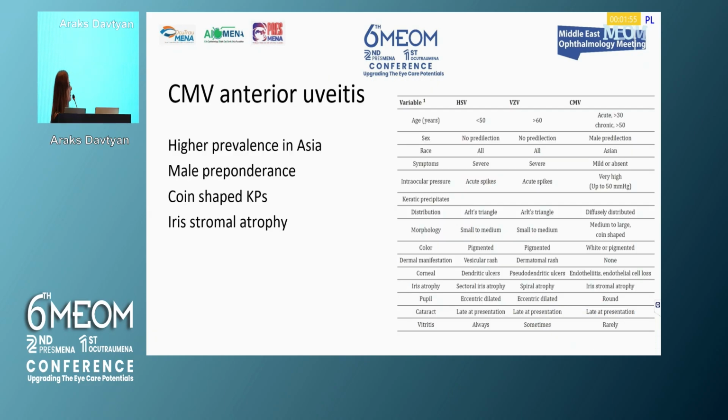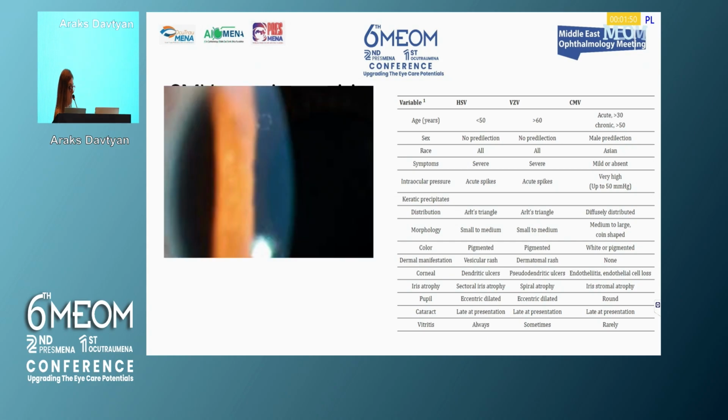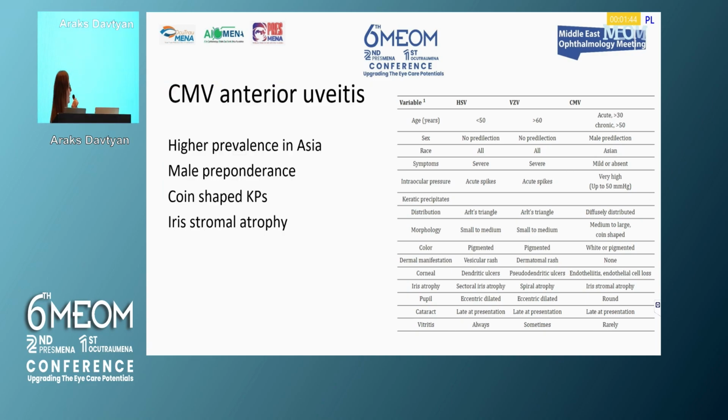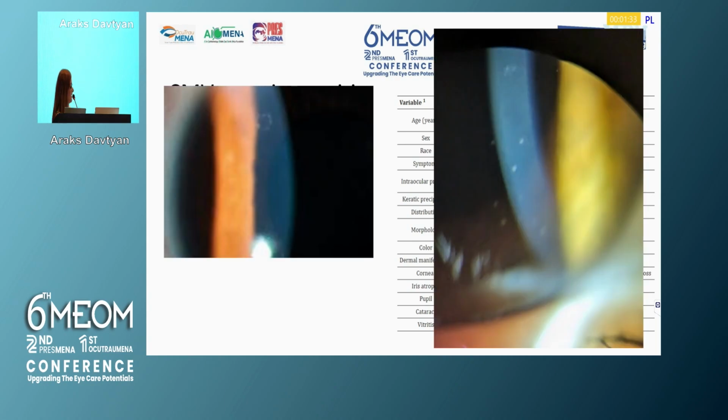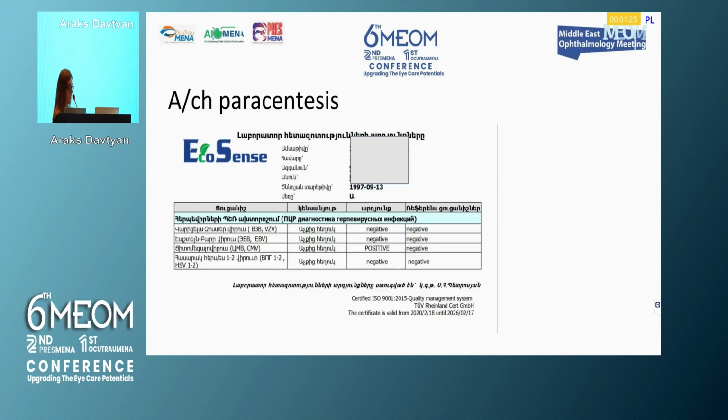Anterior chamber paracentesis was done, and we had positive results for CMV. I would like to highlight that coin-shaped keratic precipitates are very typical for CMV, and here you see a picture taken from the internet. This one is our patient. There is some mild coin-shaped precipitate. That's why we did the paracentesis, and it came back positive for cytomegalovirus.